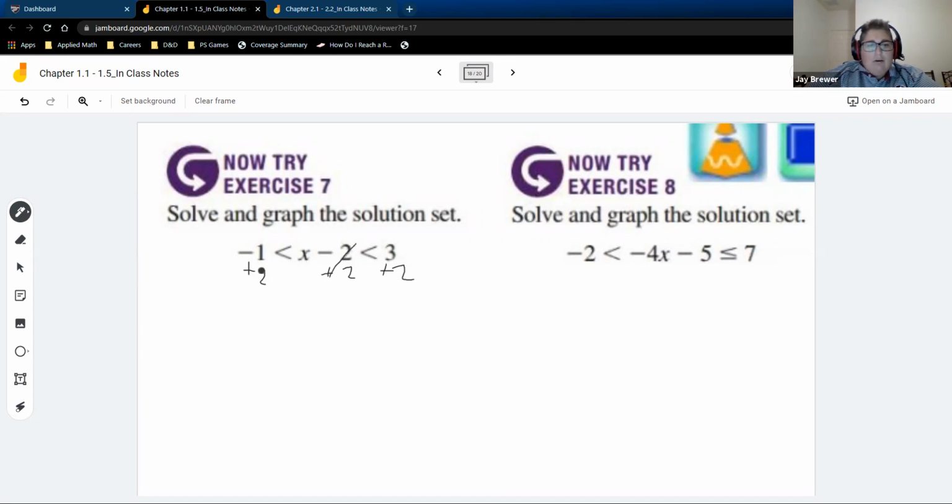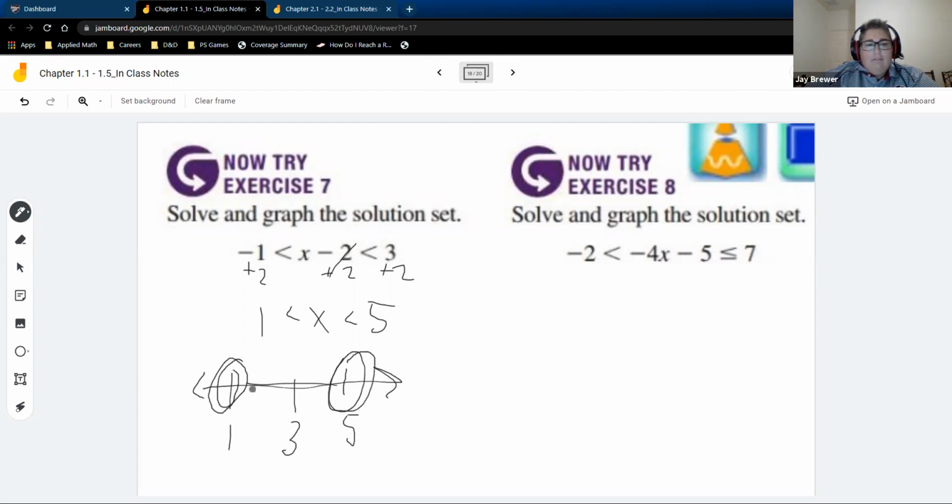So that cancels that 2 out. And then you have 2 minus 1, which is 1, x, and then 3 plus 2, which is 5. We don't have to rearrange because 1 is less than 5, so that works fine. And then if we were to graph it, I would just do 1, 3, and 5. And again, open circle at the 1, open circle at the 5, and it's everything in between. If you really wanted to do the interval notation, it would be parenthesis, 1, comma, 5, parenthesis.